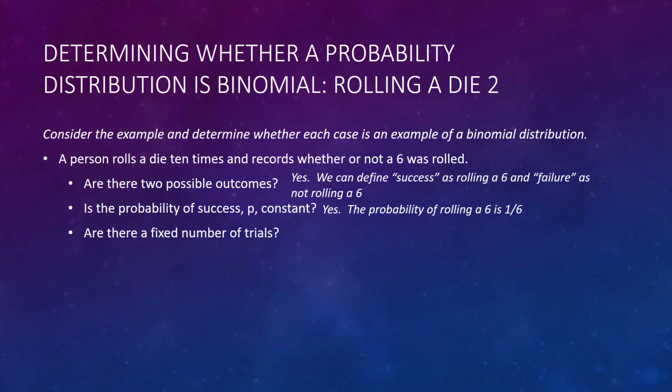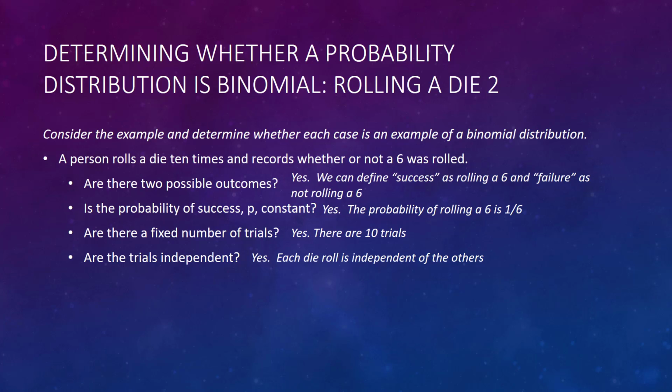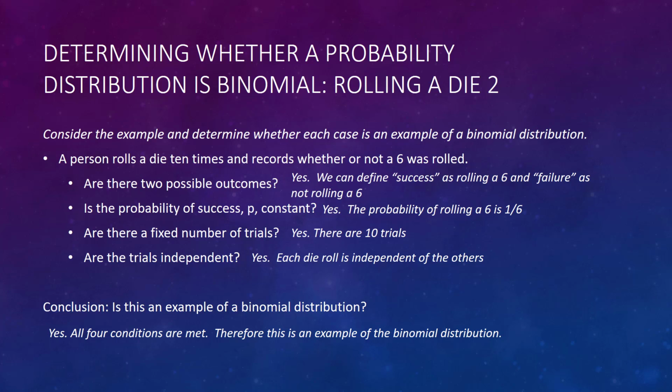Are there a fixed number of trials? Well, the problem tells us that this die is going to be rolled 10 times. So yes, there are 10 trials. Are the trials independent? Again, yes, we know that every time you roll a die, whatever happens is independent from what came before it. So each die roll is independent, so the trials are independent. So is this an example of a binomial distribution? And the answer is yes, because all 4 conditions were met.